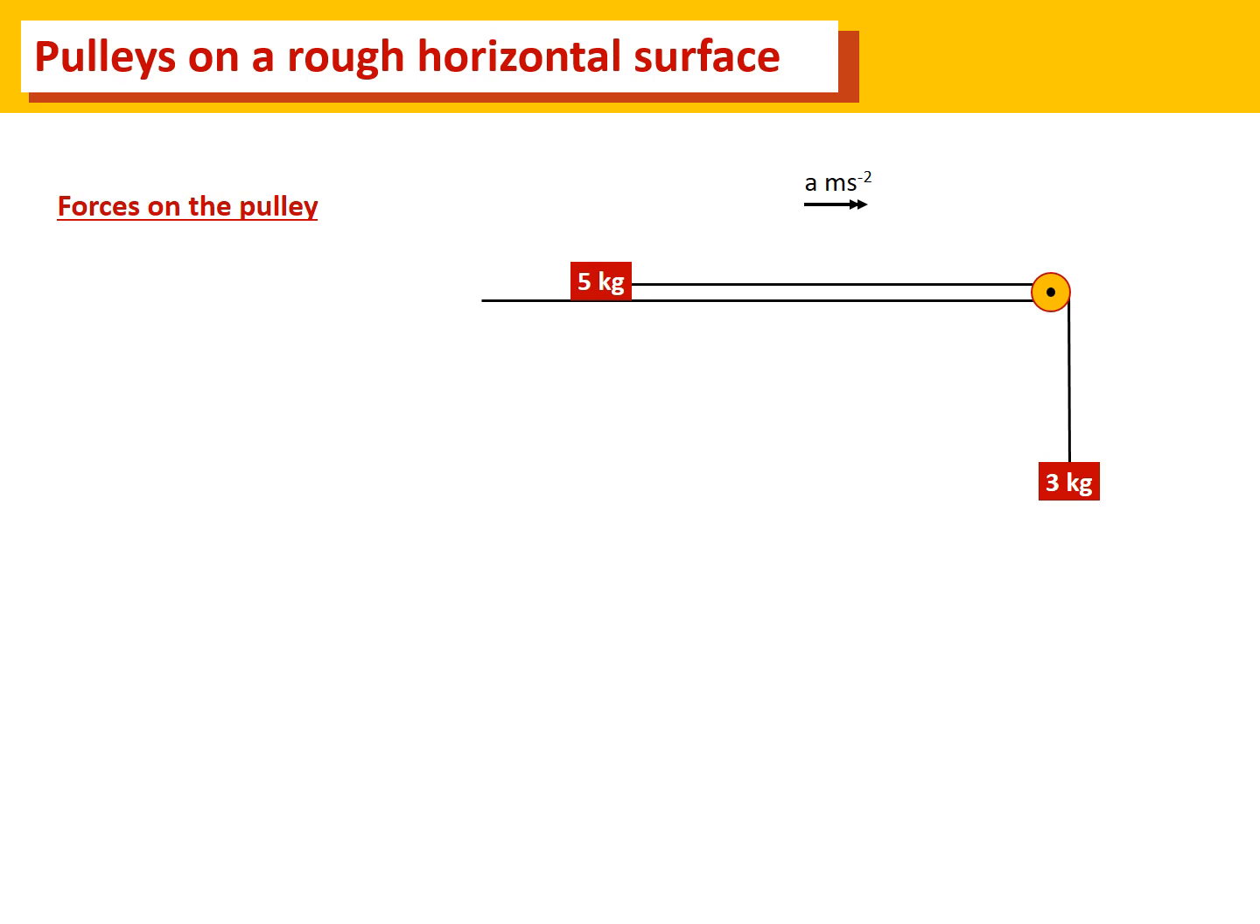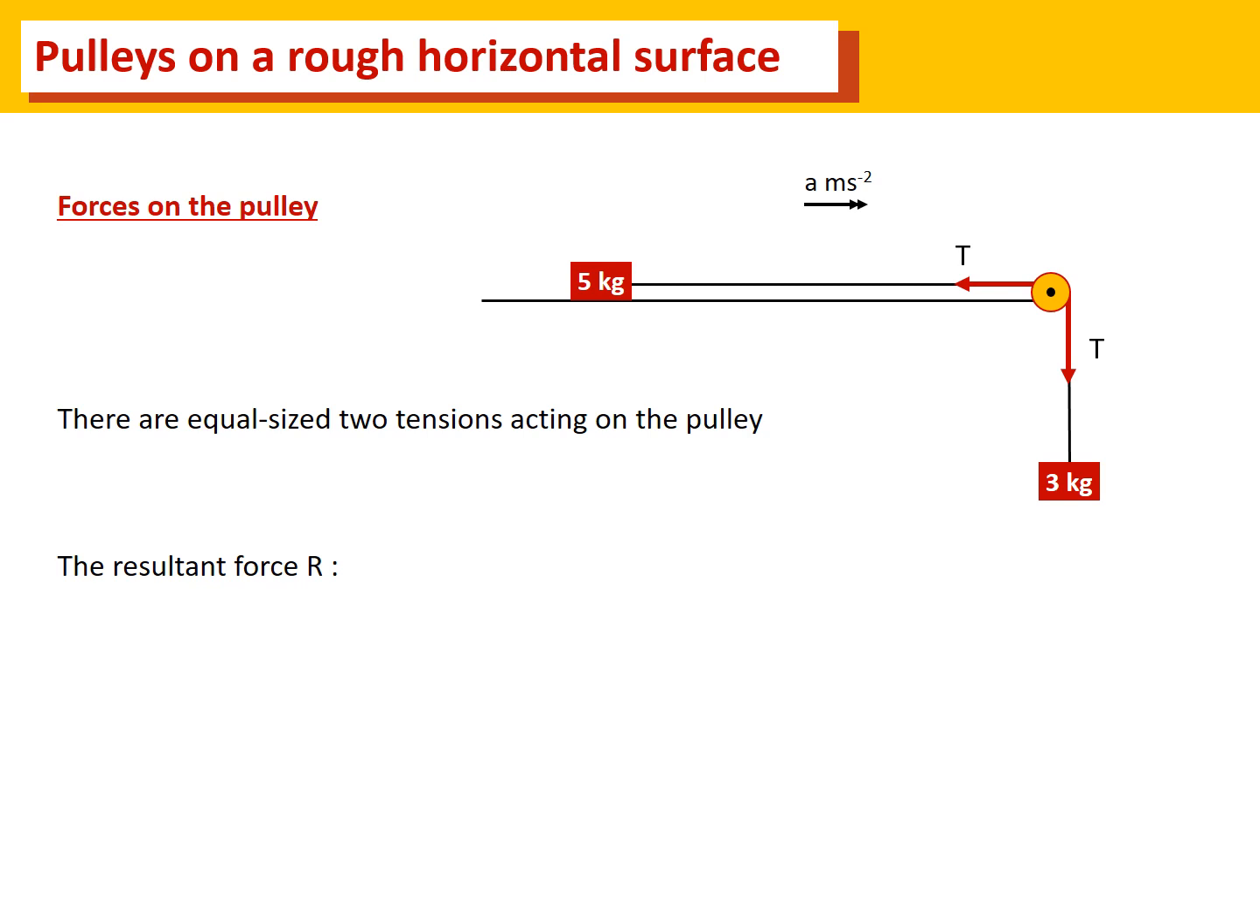Sometimes we get asked for the forces on the pulley. There are two equal sized tensions acting on the pulley, one vertically downwards and one horizontally. The reason being, for the horizontal part of the string, there are equal and opposite tensions, one inwards from the 5 kilogram mass, one inwards from the pulley. And in the vertical section of the string, we've got two equal and opposite tensions, as we've seen, one upwards from the 3 kilogram mass, one downwards from the pulley. So the resultant force, equivalent to the two tensions acting on the pulley, because those tensions are equal, the direction will be 45 degrees, and we could use Pythagoras in order to find the resultant force.